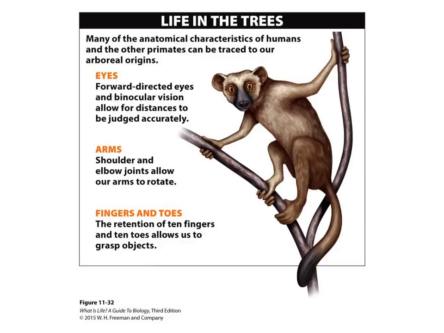That includes our forward-directed eyes and our binocular vision that allows us to judge distances accurately. Also, we share shoulder and elbow joints that allow our arms to rotate. We have 10 fingers and 10 toes that allow us to grasp objects. Those are all traits we inherited from our arboreal ancestors.